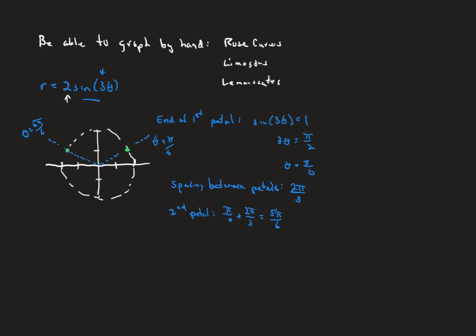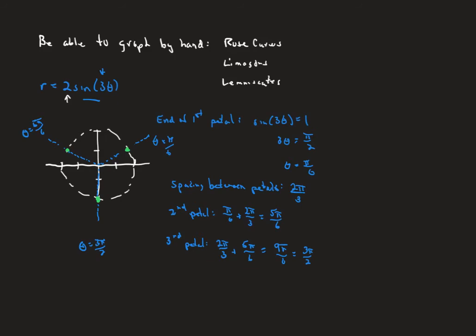In a similar fashion, we'll find the third petal by adding another 2 pi over 3 to the end of that last petal, which was 5 pi over 6. And so that's going to be 9 pi over 6, or if we believe in reducing, 3 pi over 2. So when we go to 3 pi over 2, then we put an end of a petal right there.